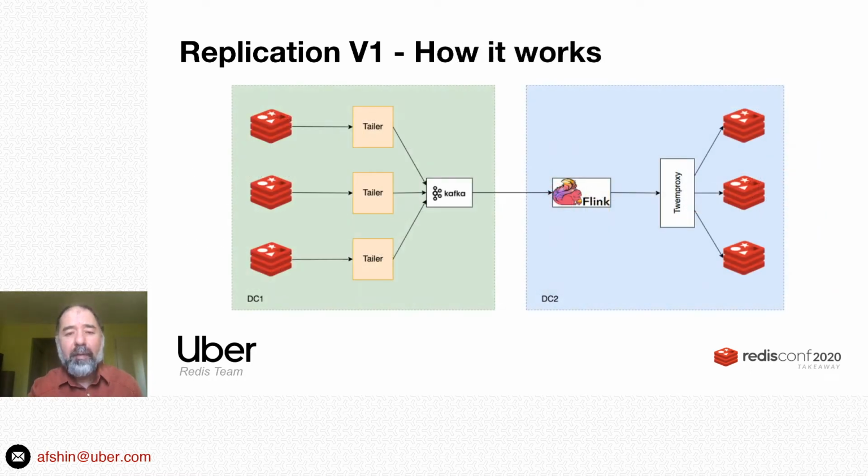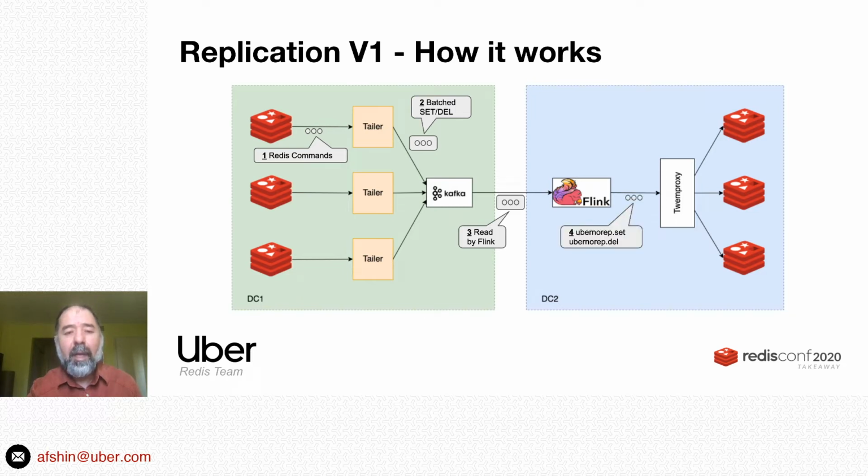So let's see how the replication works end to end. The Tailor has established a replica connection with its corresponding Redis server. So Redis server is replicating the commands it receives to the Tailor. Tailor filters set and delete commands and throws the rest away. Then it batches them and writes them to a configured Kafka topic. The Flink job in the remote region reads these command batches from Kafka and writes it to the target local Redis instance. You notice some strange commands here in step 4, which I'm going to explain in the next slide. By the way, I should note that the same setup exists in the DC2 to DC1 direction. So this is a two-way replication.